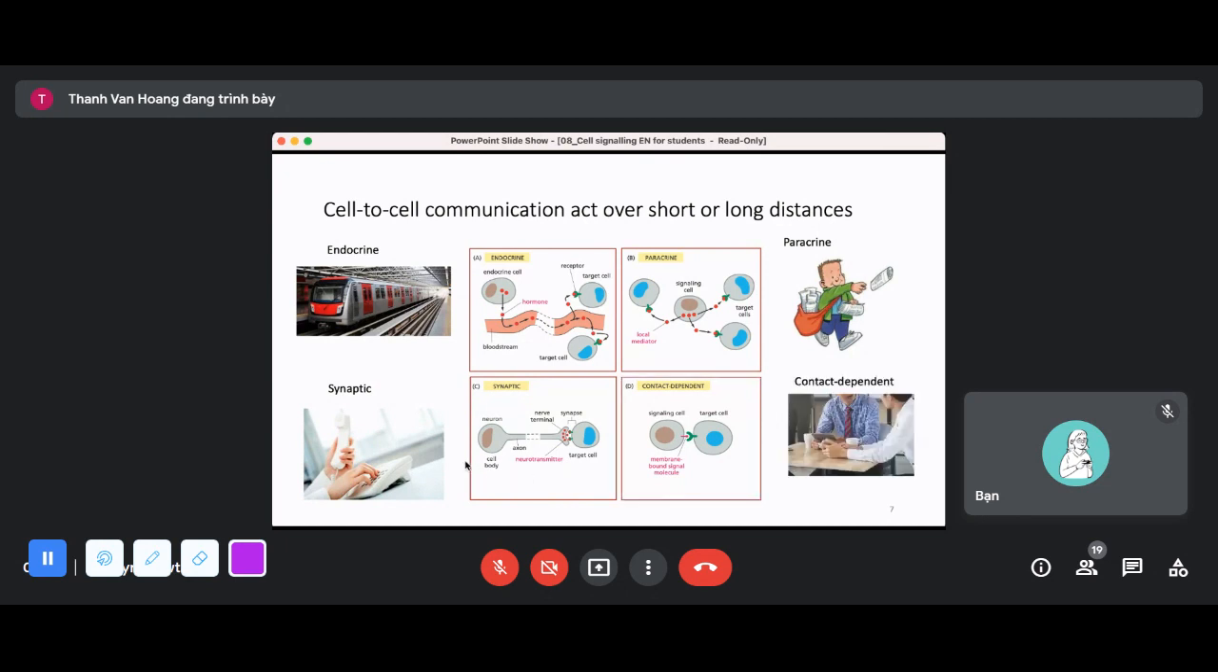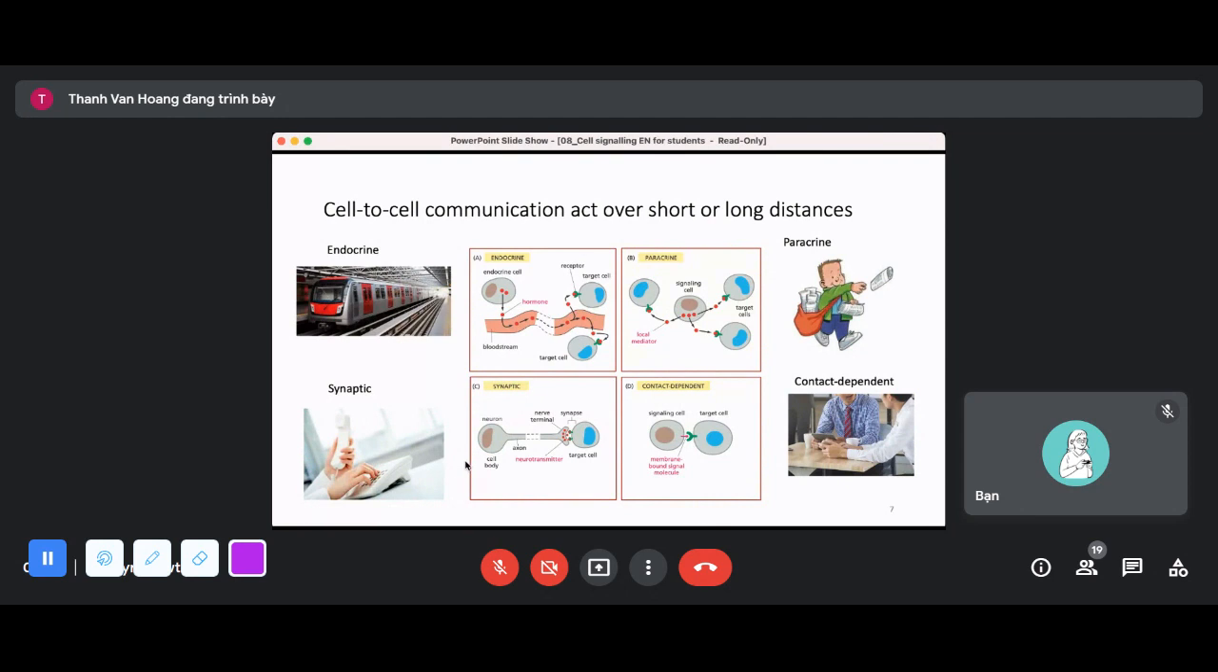Yeah. So the last cell-to-cell communication mechanism is contact dependent. Contact dependent is when two or several neighbor cells stand close together and interact with each other, communicating through receptors and signal molecules found on the membrane of both cells. So what do you think is the advantage and disadvantage here?